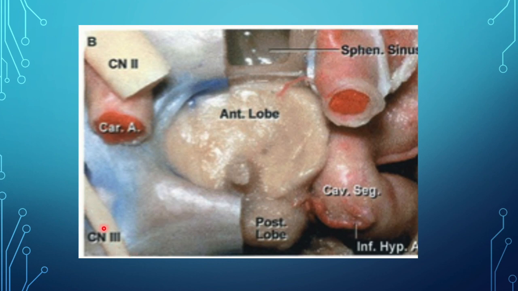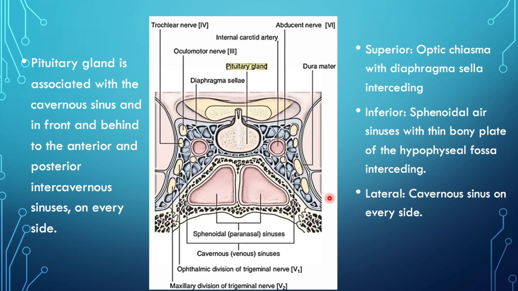There are two main blood vessels that supply the pituitary gland. The inferior one is called the inferior hypophyseal artery. This travels medially from the intracavernous carotid to the posterior lobe. Okay, so next we are seeing in a coronal plane how it looks.